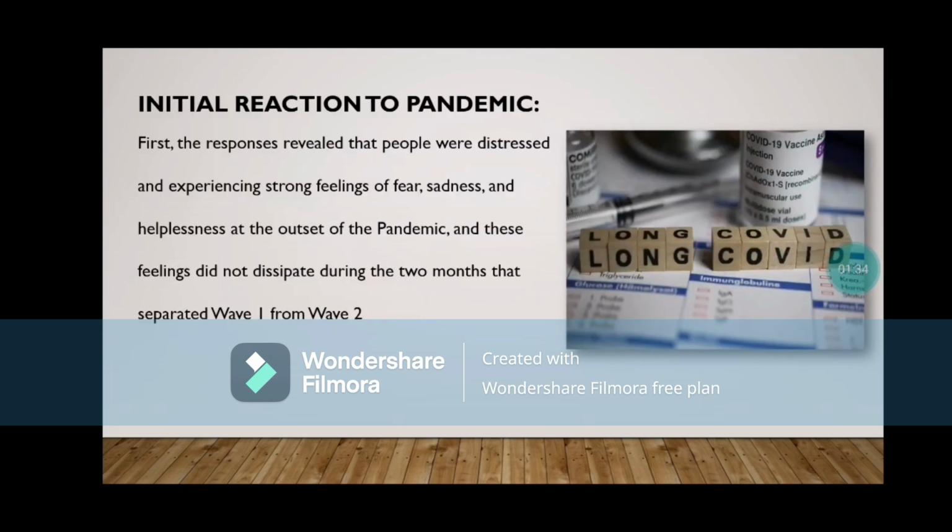Initial reaction to the pandemic. First, the responses revealed that people were distressed and experiencing strong feelings of fear, sadness and helplessness. This was a new disease and people started dying of it and they were having severe and mild symptoms, and it was so stressful that people thought that there would be no cure for it, and would anybody be able to find a cure for it? And these feelings did not dissipate during the 2 months that separated wave 1 from wave 2.